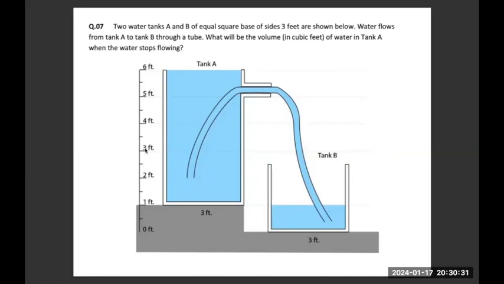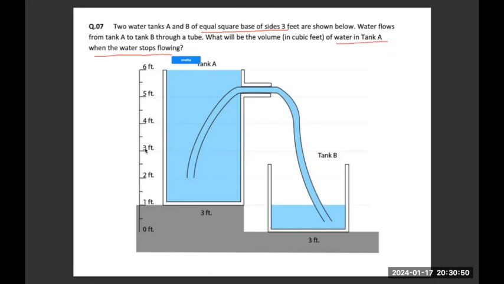Two water tanks, A and B, of equal square base of 3 feet. The edge is given to you, so you don't need to worry much. Water flows from tank A to tank B through a tube. What will be the volume of water in tank A when the water stops flowing?